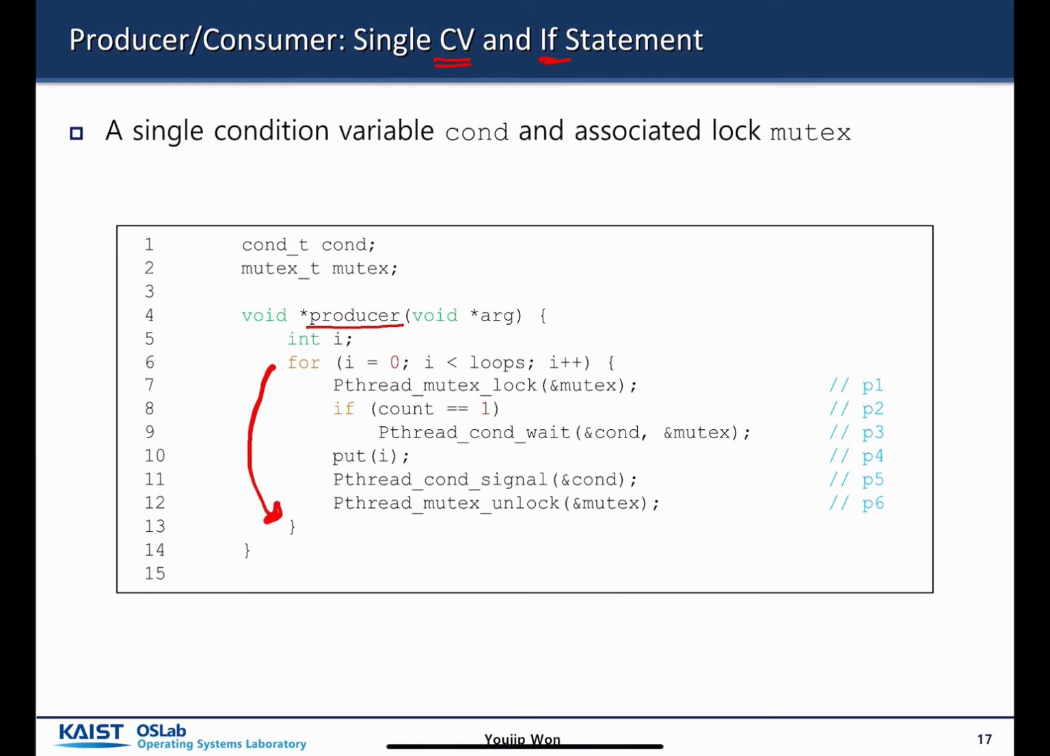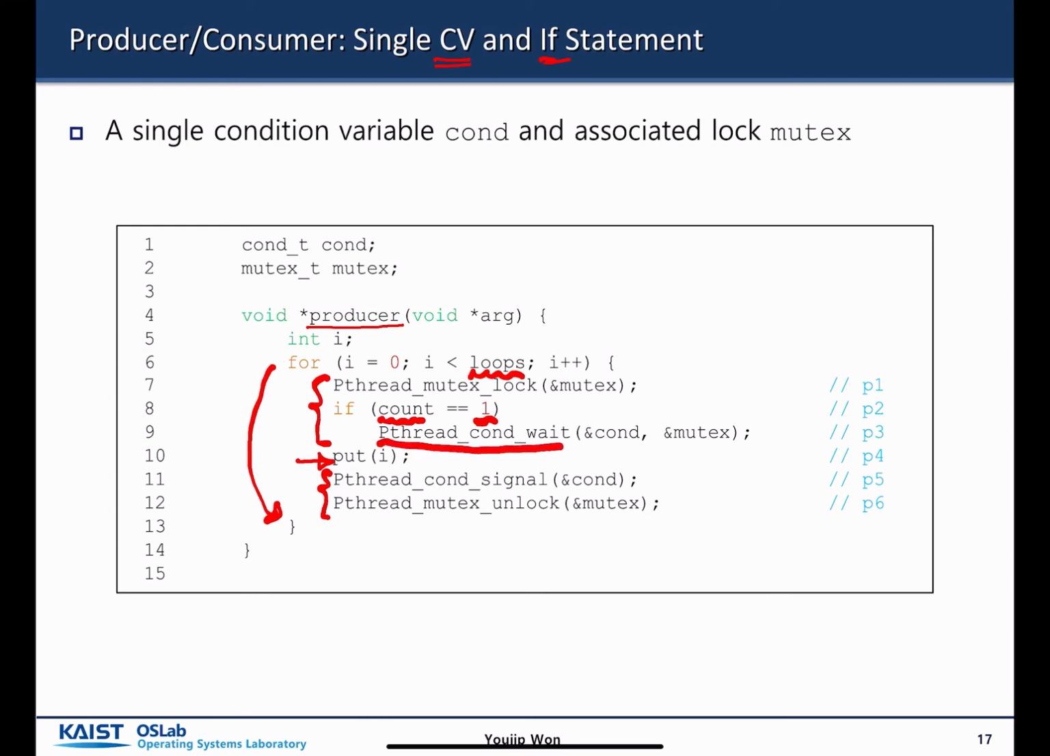The for loop iterates loops number of times and it puts the value into the buffer. However, there is a statement that protects the access to the shared buffer. Before it accesses, it reads the count and checks if the buffer is full or not. It acquires the mutex so that the access to the count variable is exclusive. And if the count is 1, which means the buffer already contains some value, then it puts itself into the wait state. In that case, it calls pthread_cond_wait.